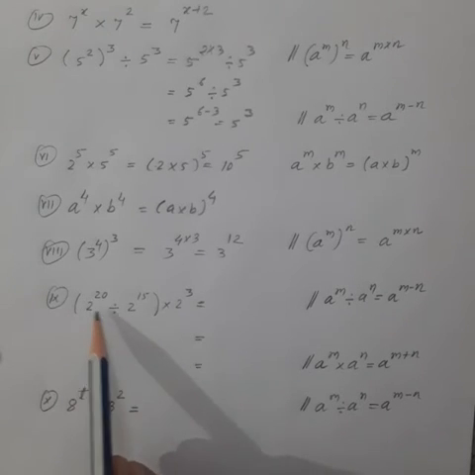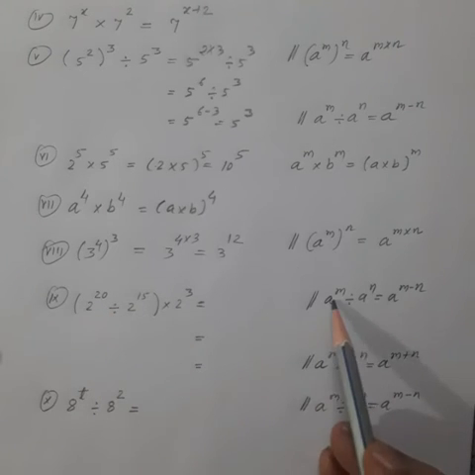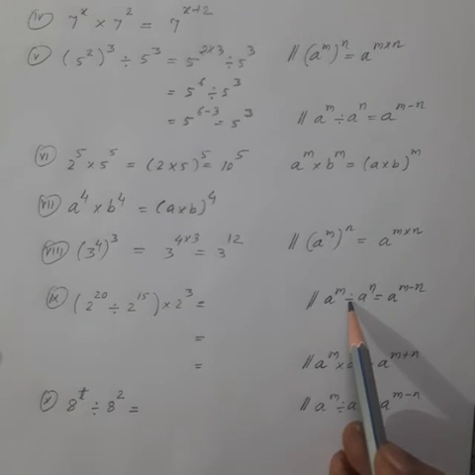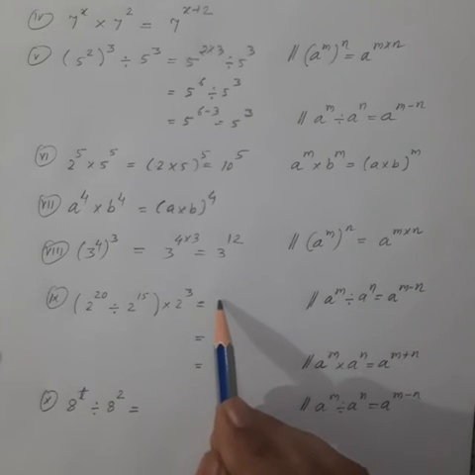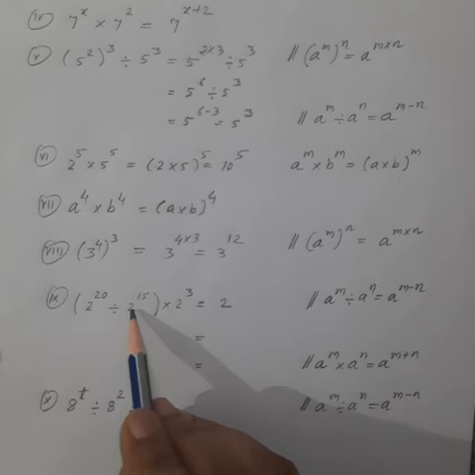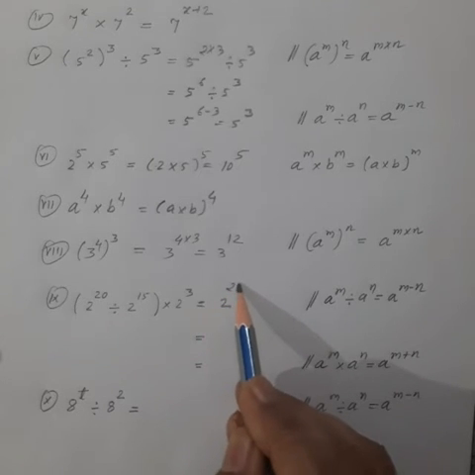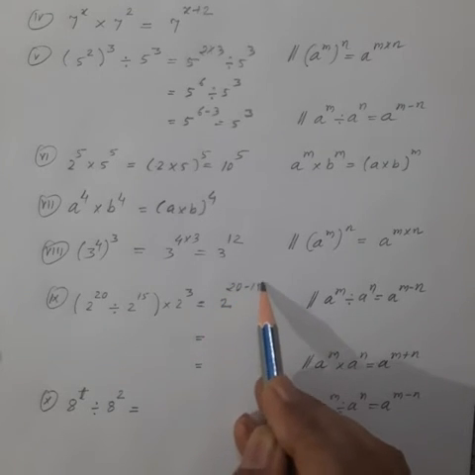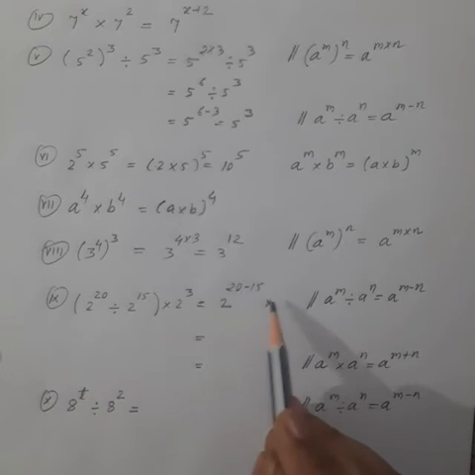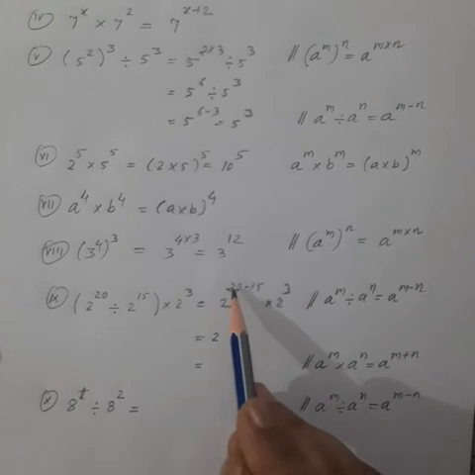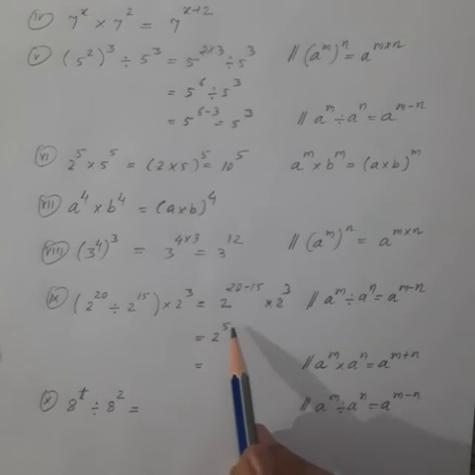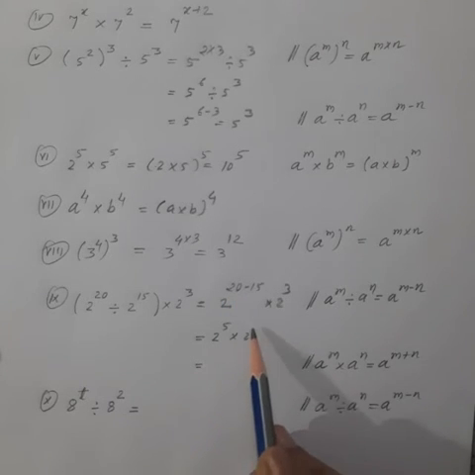In this bracket, two numbers with same bases are divided. So when two numbers with same bases are divided, we have to keep the base same and subtract the powers. So base is 2 and subtract the powers: 20 minus 15, and this is 2 cube. 2 raised to the power 20 minus 15 is 5, into this 2 cube.